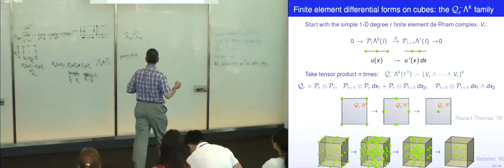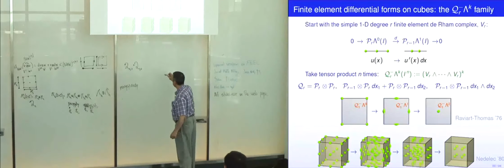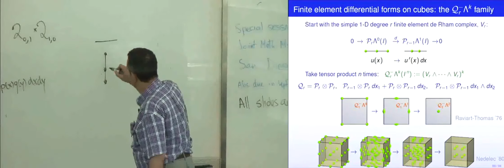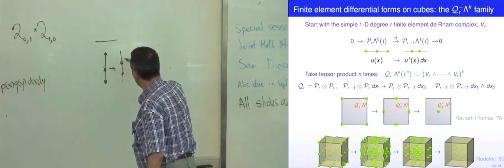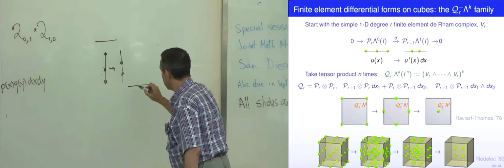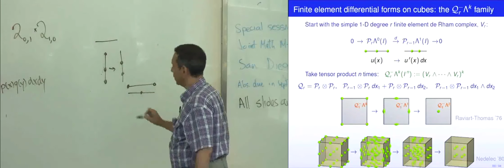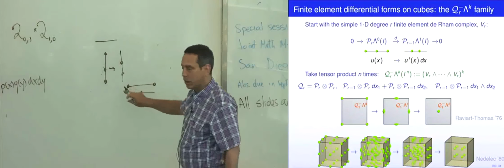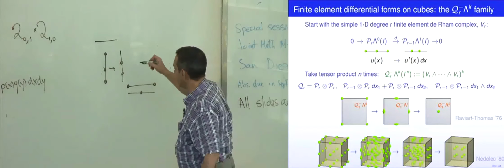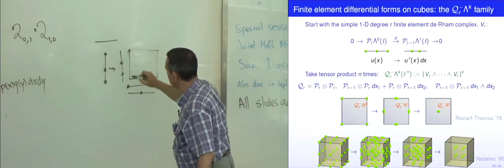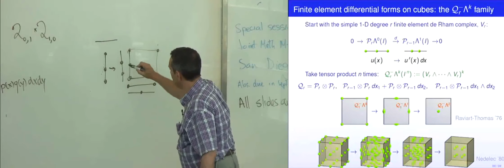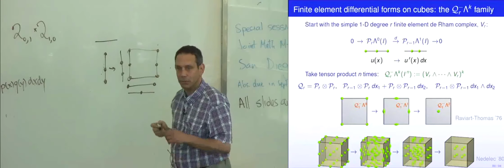So you could certainly take the tensor product, say, of this complex with the, say, this complex down here. So this is P2, P1, and P1, P0. And let's say for the 0 forms, you would obviously get what the picture is telling you. That would be what you get for the 0 forms.